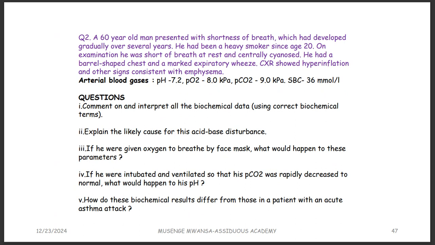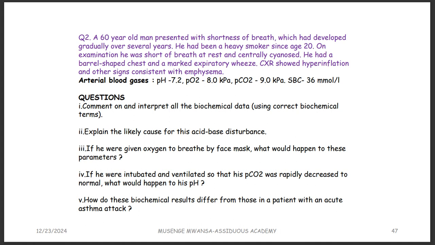So we can comment on the values. pH is 7.2. Is that acidosis or alkalosis? So this is acidosis. The next thing we want to tell is if it is metabolic or respiratory. Let's look at carbon dioxide. Carbon dioxide is 9 and 9 is above the norm. SBC is 36 and the 36 is also above the normal.